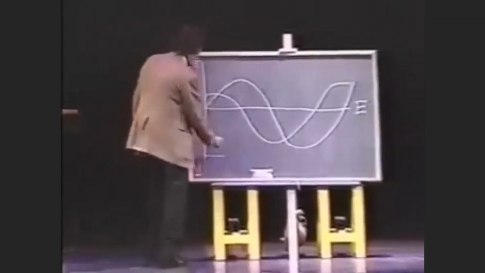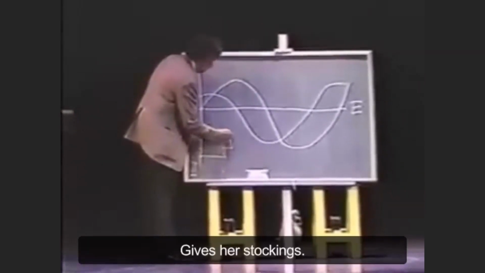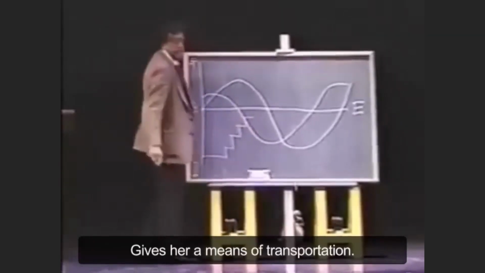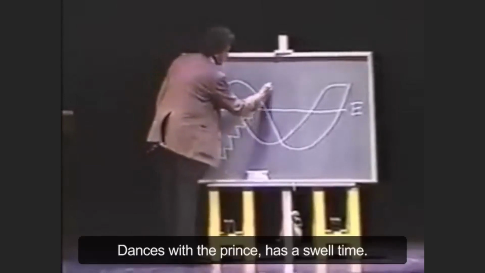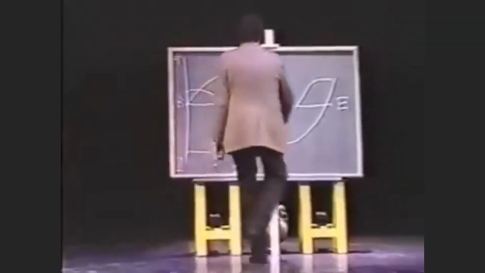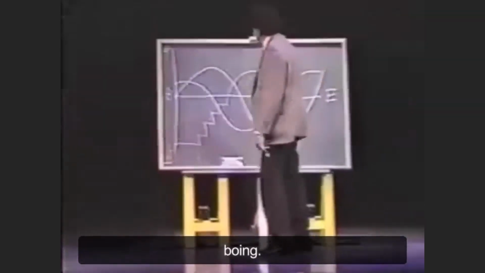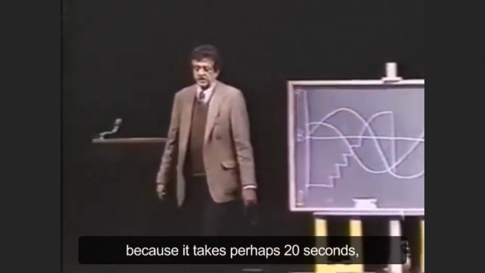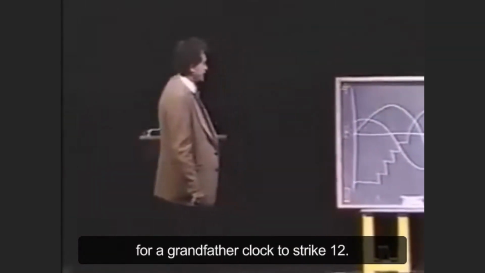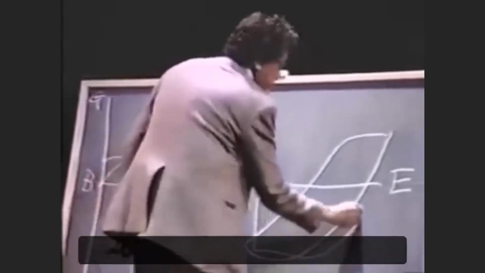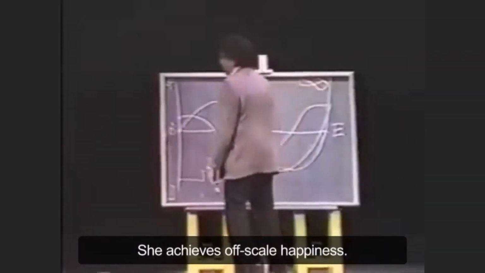Okay, so the fairy godmother comes. Gives her shoes, gives her stockings, gives her mascara. Gives her a means of transportation. Goes to the party, dances with the prince, has a swell time. Boring, boring, boring. Now, there's a slight inclination to that line as I've drawn it because it takes perhaps 20 or 30 seconds for a grandfather clock to strike 12. Does she wind up at the same level? Of course not. She will remember that dance for the rest of her life. Now, she poops along on this level till the prince comes, the shoe fits. She achieves off-scale happiness.